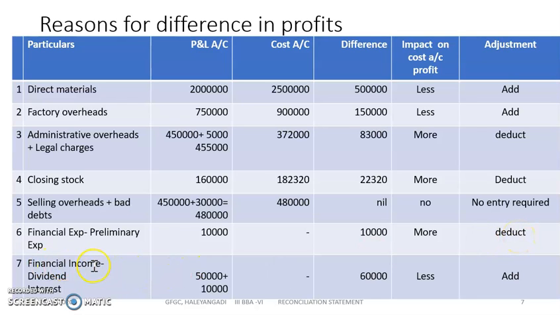Coming to financial income. A financial item does not appear in the cost sheet. So you have shown 60,000 financial income in your P&L account. You have not shown that income in the cost sheet, which means your cost sheet profits are less by that much. Income is shown more, which means profit is more in the P&L. Here the profit is less, so it is an add item. This is how we are going to make the adjustments.